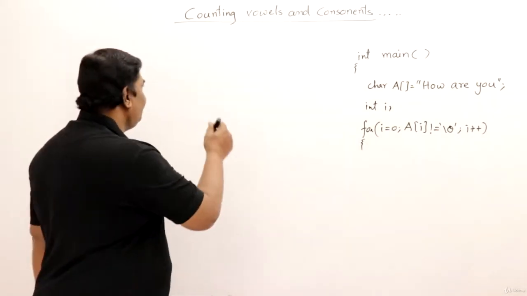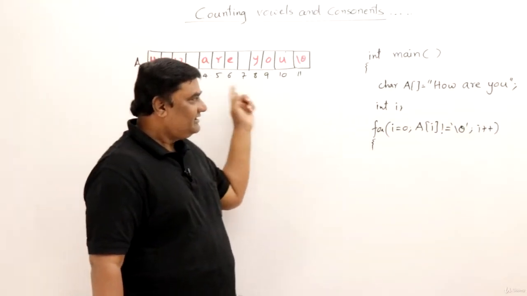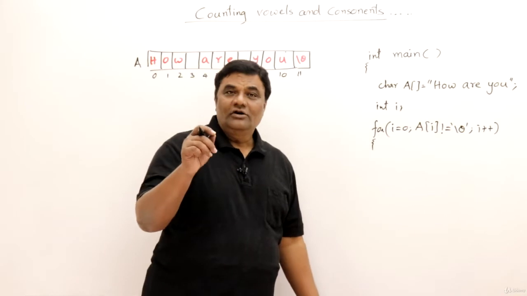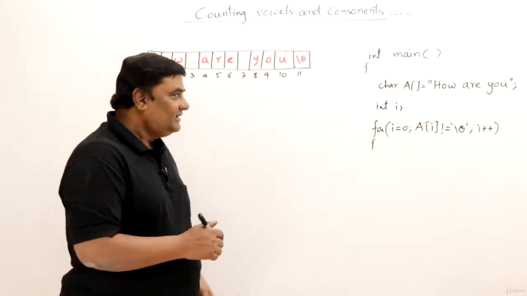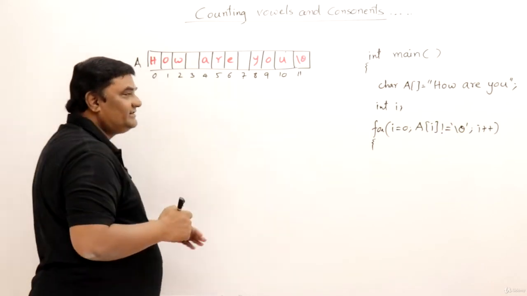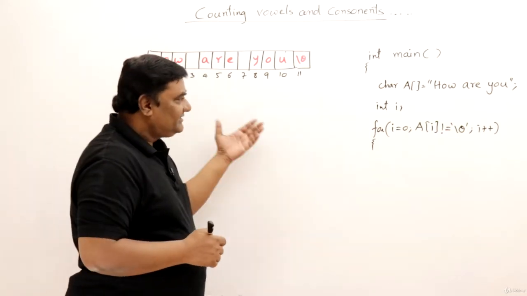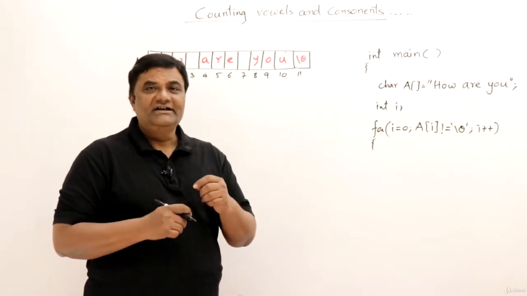If I draw that string here, here I have taken a string in the form of an array. Now counting vowels. So what are vowels? A, E, I, O, U. If it is an alphabet, and it is A, E, I, O, or U, then it is a vowel. So I will take a counter here, and if any alphabet is a vowel, I will increment the counter.